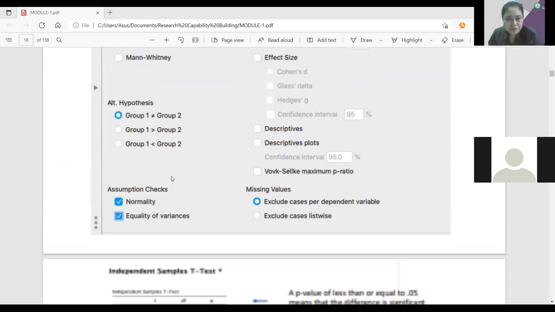May gusto kayong itanong about the independent sample t-test? Just a review ha, kasi baka nakalimutan na and baka may grupo dito na gagamit ng independent sample t-test. Kapag wala, let's move on to the paired t-test.